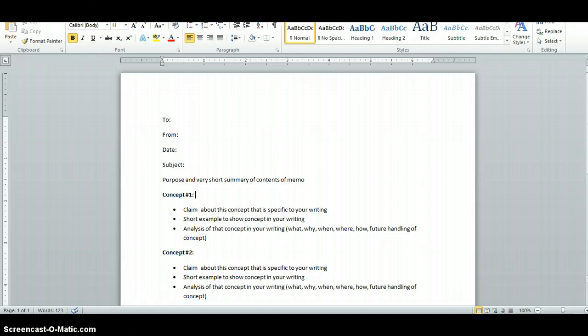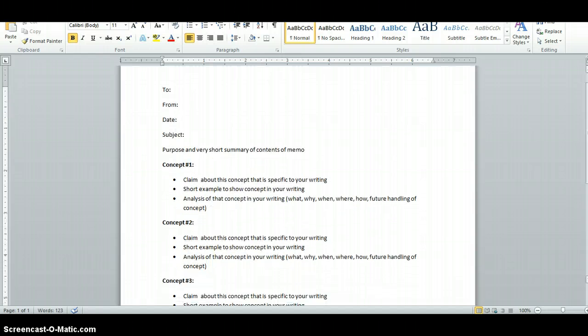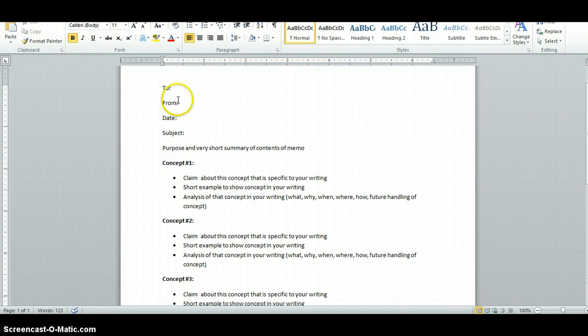There's something that I want to show you here, and how you can build this type of report. Remember that the memo needs to have the heading information: to, from, date, and subject. You need to have your purpose and a very short summary of the contents of the memo. Your first very short paragraph should state your purpose very clearly. The purpose of this memo is to blah, blah, blah.